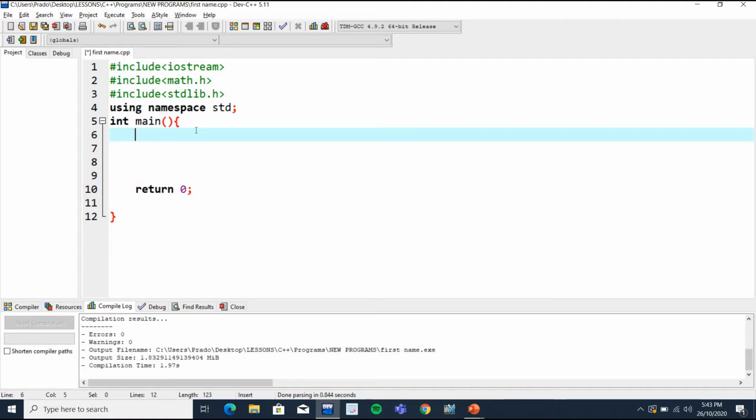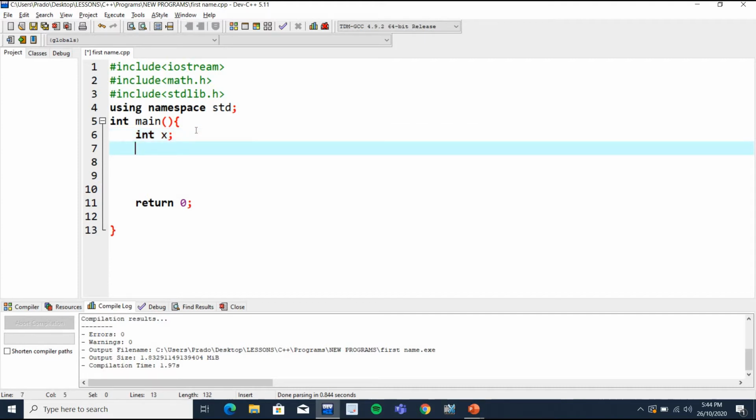So, it's either float or integer. Pero kasi ang absolute value more on whole number. So, ang gagamitin po natin is int. So, int, and then x po yung gagamitin ko for the number. And then, cout.